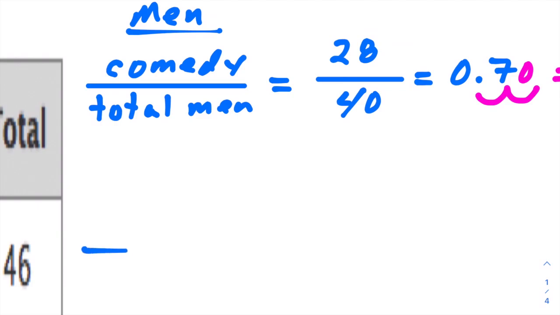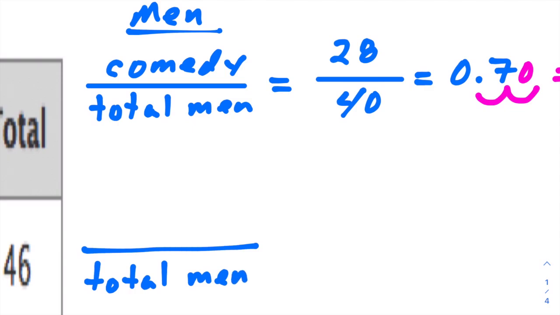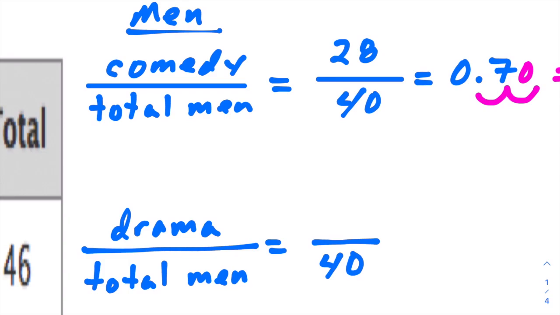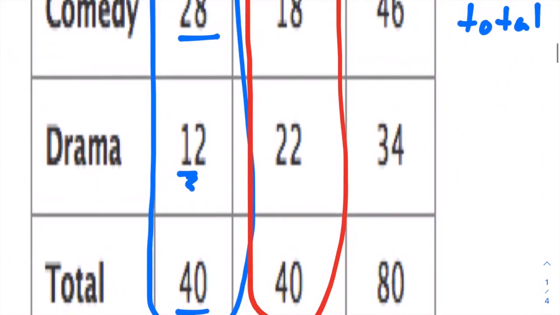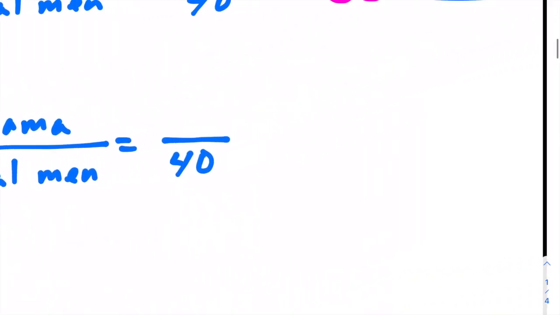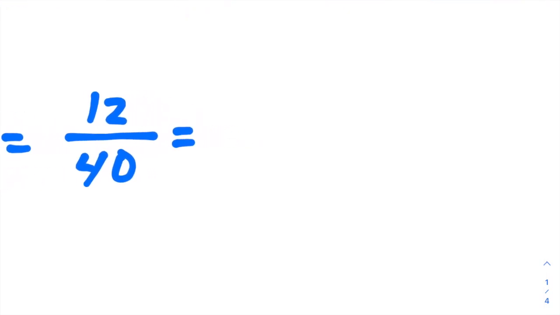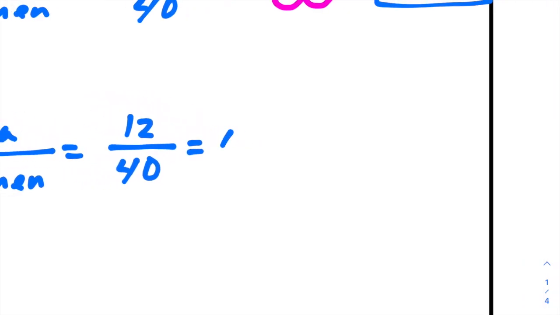So now let's find the percent of those men again. So we're going to write again our fraction. So total men. And this time we want to know what percent like dramas. We already know that they surveyed 40 men. And this time, how many of them like dramas? So there were 12 out of those 40 men. So we will put a 12 there.